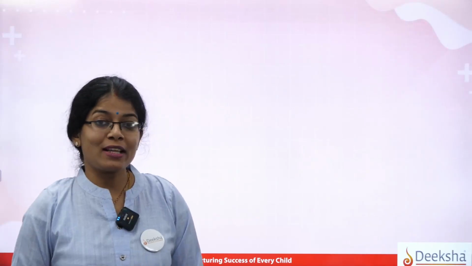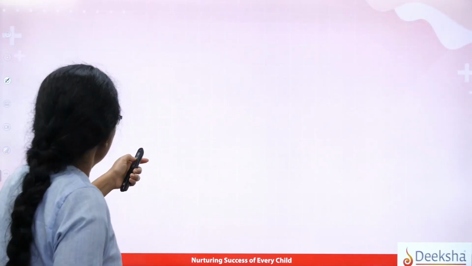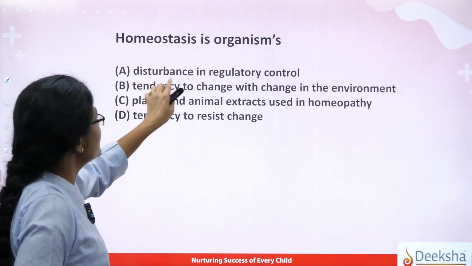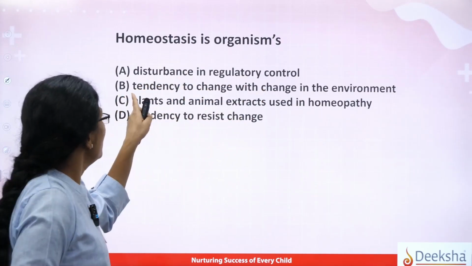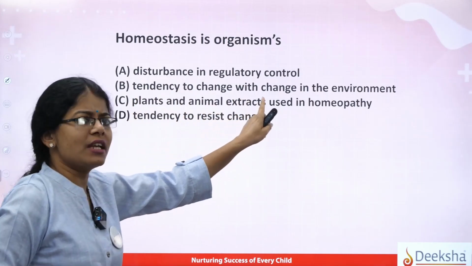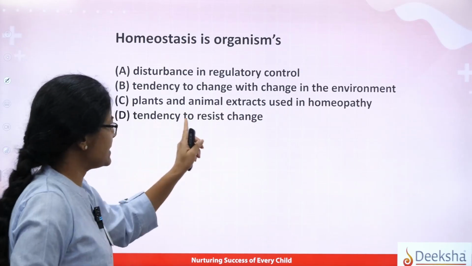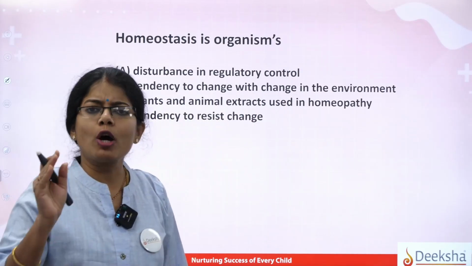So now the next question is, homeostasis is organisms. Options are disturbance in regulatory control, the tendency to change with change in environment, plants and animals extracts used in homeopathy, tendency to resist the change. Now look at the options, student.